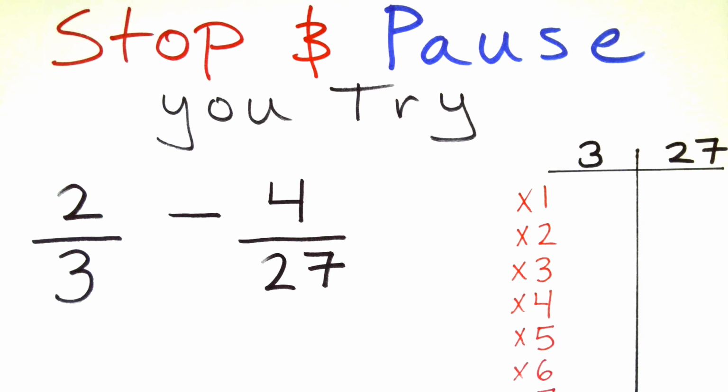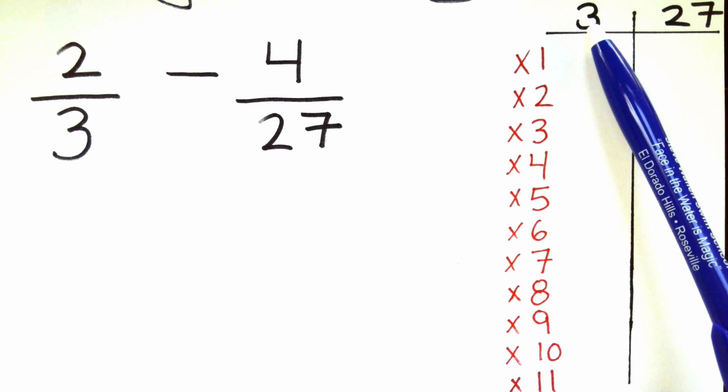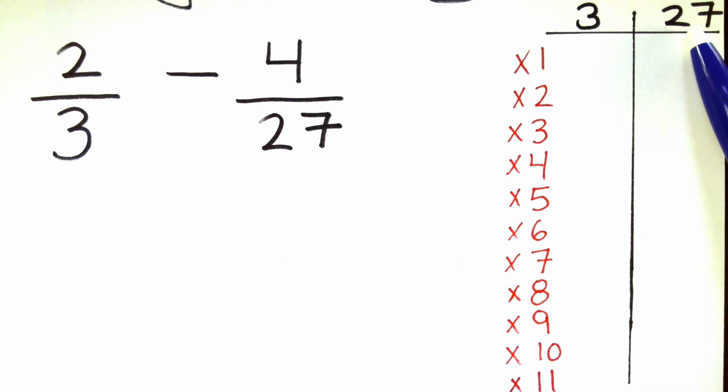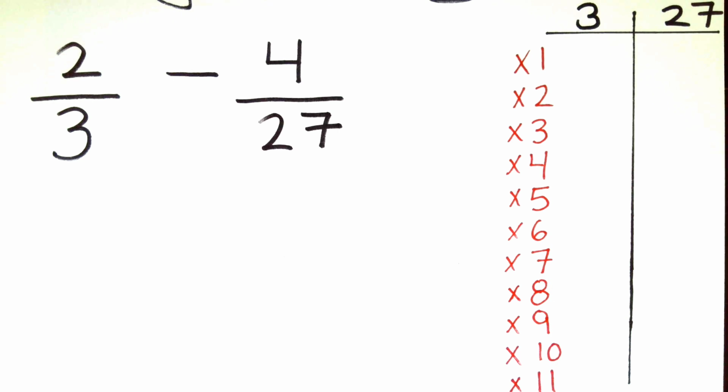So here I'd like you to try another stop and pause, right? 2/3 minus 4/27. Okay, so take a look here at the product T chart I set up for you. We've got one of the denominators 3, the other denominator 27. And we're going to multiply all the way down to 11.